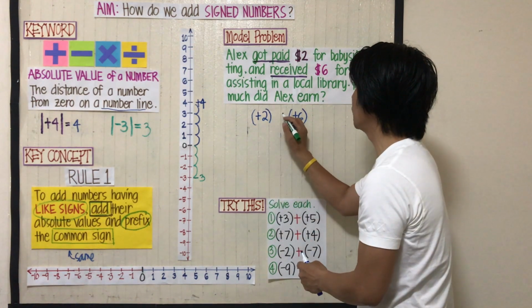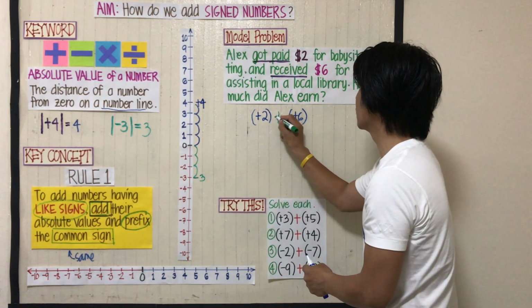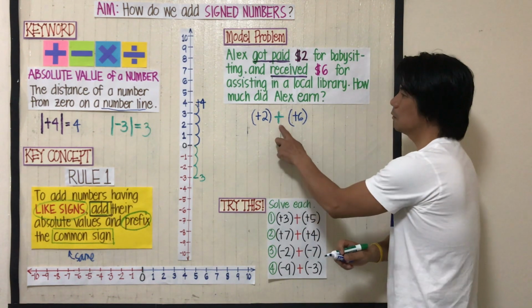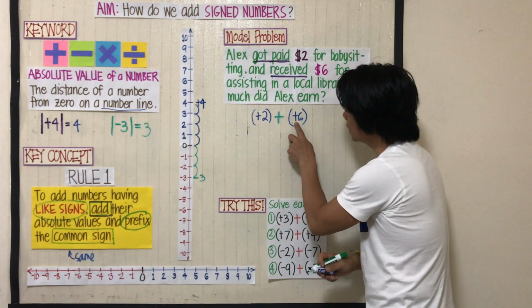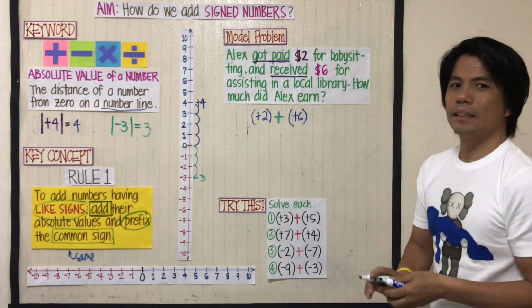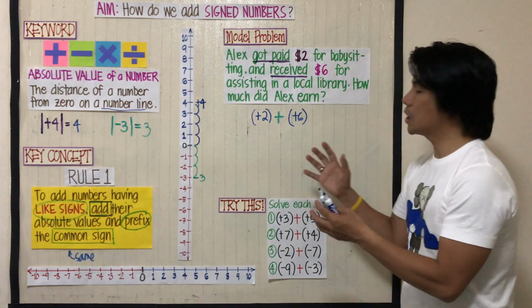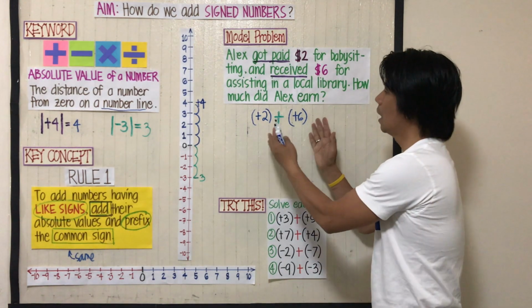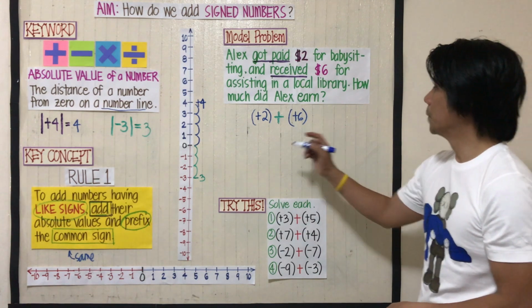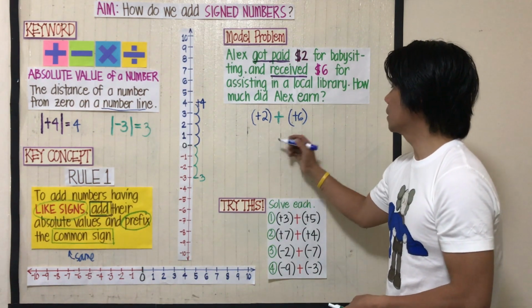Now, I typically put parentheses around this so that we can distinguish the sign from the operation. This is the addition operation. That's a symbol for addition. This is positive. That's positive. Got it? So just to distinguish, we don't want to put them next to each other. So how do we add this up? Positive 2 plus positive 6.